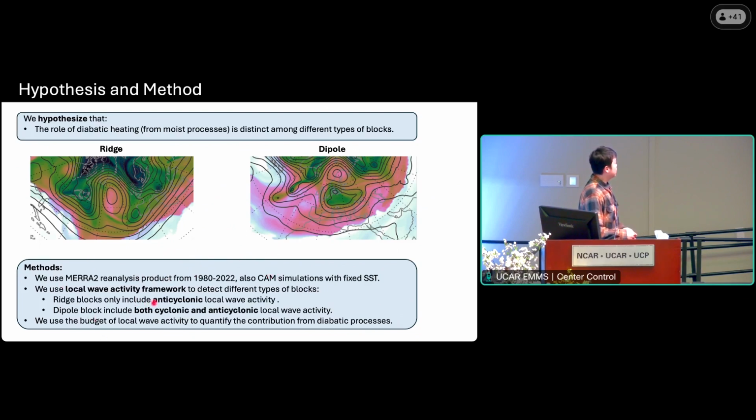The ridge block refers to those block events only including anticyclonic components of the wave activity, while the dipole block refers to those including both cyclonic and anticyclonic local wave activity. After we capture all the blocking events and separate them into different types, we will use a budget of local wave activity to quantify the contribution from diabatic processes.